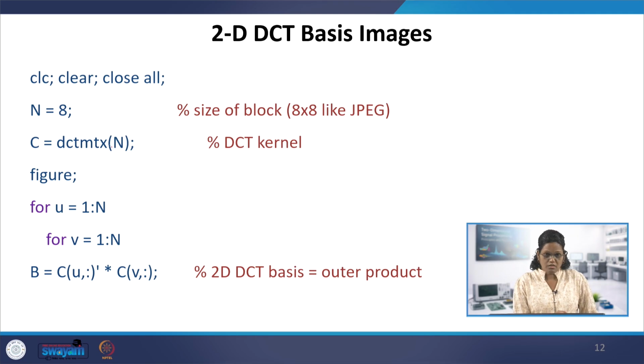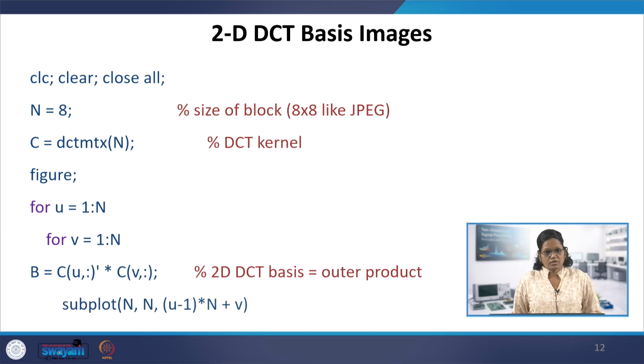So here it's a built-in function. The DCT matrix can be obtained directly from MATLAB. The basis images are generated like that: C of u comma colon, transposed, and C of v comma colon. If we multiply these two, it gives the outer product and gives each basis image, and we can use subplot to plot these here, of n by n size, that is 8 by 8.